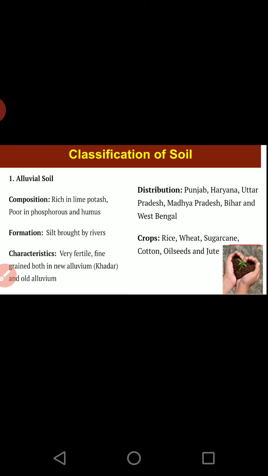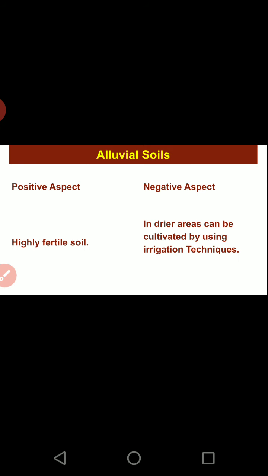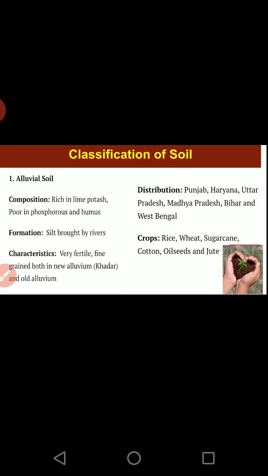So Punjab, Haryana, Uttar Pradesh, Madhya Pradesh, Bihar, West Bengal and even the delta regions, they are found. Characteristics: they are very fertile, fine grained and of various types. If you remember, last year we did the types of these soils: Bhangar, Khadar, Terai and Bhabar. Under what heading did we study that? Relief-wise division of the northern plain. Okay, we will do that in detail.